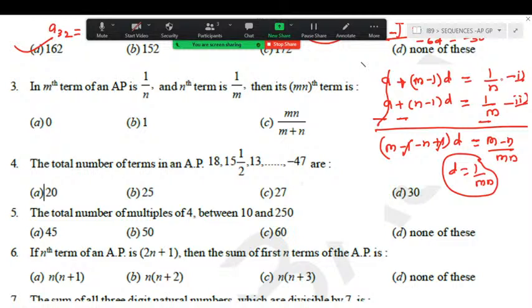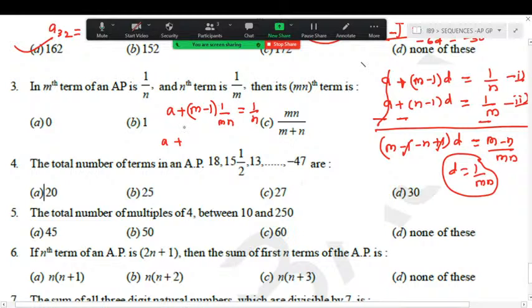What will a be here for this question? We want the mnth term. I want you to figure out the value of a first. You just put the value here. I have just substituted the value of d being 1 over mn, and I am having 1 over n here. Now what I can do is multiply it by m.